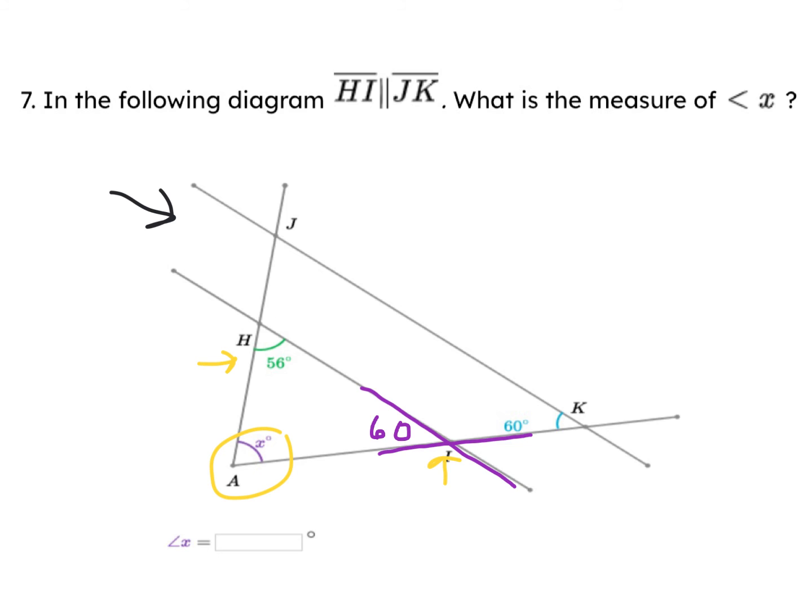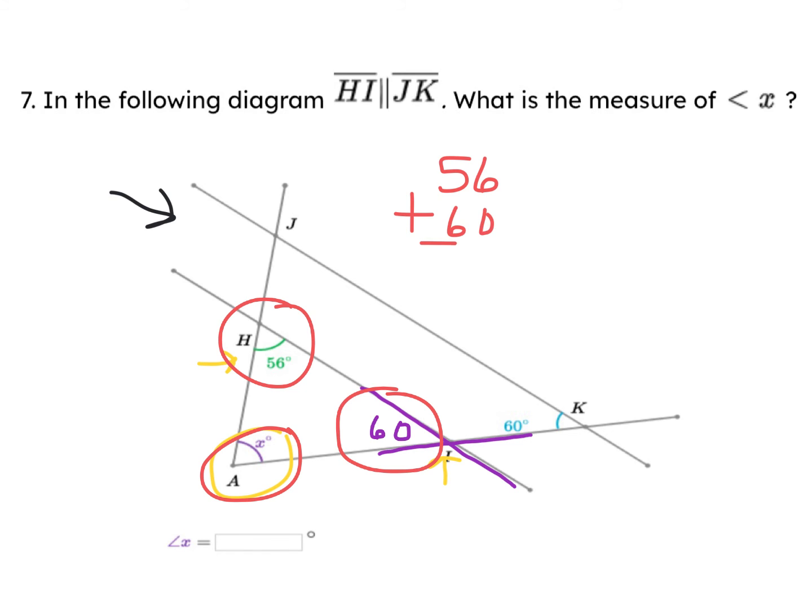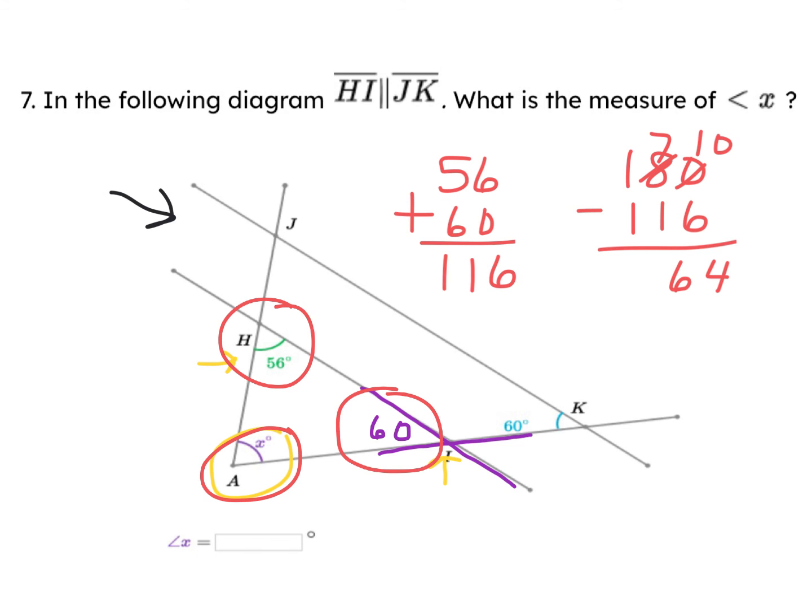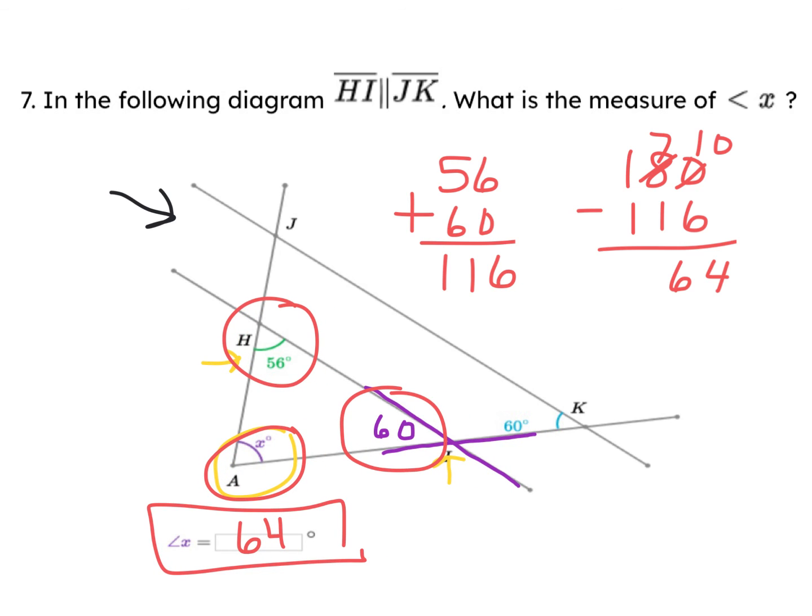Now we have a triangle. Do you see it? So these three angles added together should have a sum of 180. So I'm going to add 56 plus 60, which is 116, and then I'm going to subtract that from 180, which leaves me with 64 degrees for angle X. Okay, so that helped kind of eyeing up the picture and translating, and then using our triangle sum theorem.